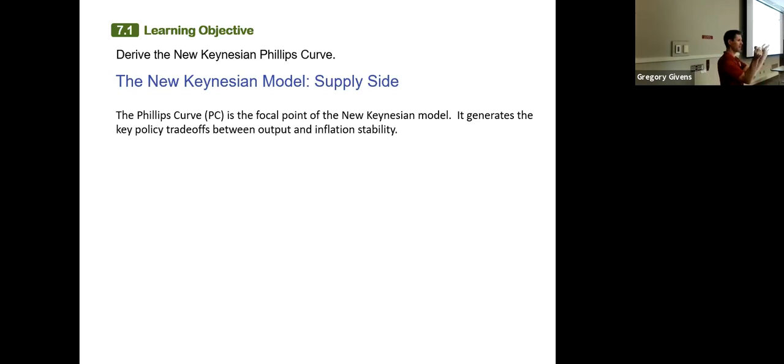Okay, now the new Keynesian Phillips curve, again, is going to be the key source of the trade-offs in our model that the Fed or a central bank faces between the two sides of the dual mandate, if you will, okay?